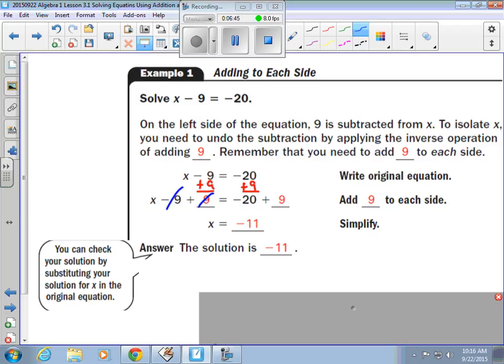You can check your solution by subbing it into the original equation for x. So right here, sub it in. Negative 11 minus 9 equals negative 20. And if you get a true statement, then it is a solution. Negative 20 is equal to negative 20.